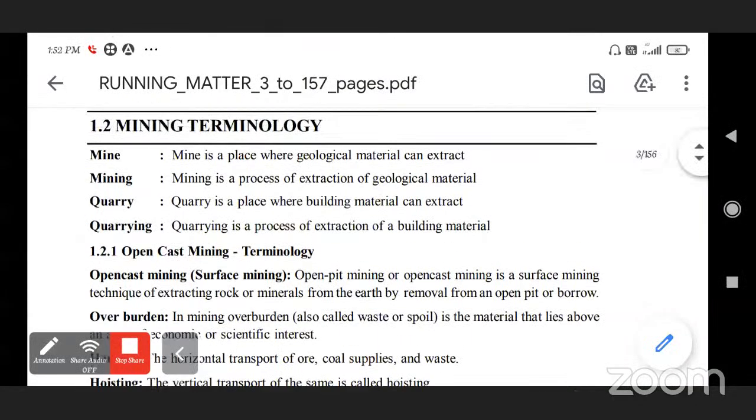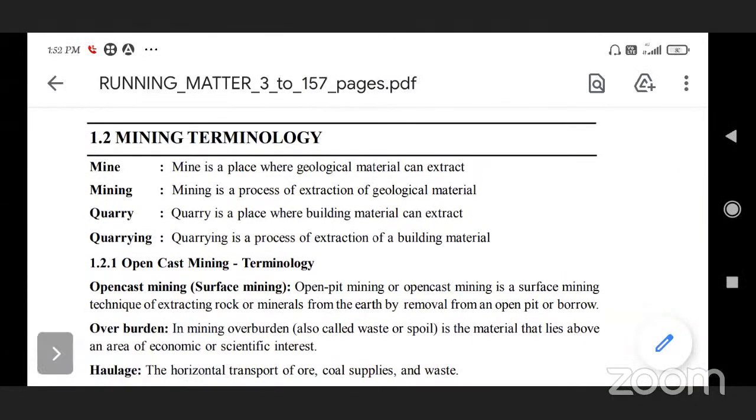So the mining terminology: mine. A mine is a place where geological material can be extracted. Where we extract the economic minerals or ore minerals from the earth crust, that place we can call a mine. Mining is a process of extraction of geological material. And a quarry is a place where building material can be extracted.